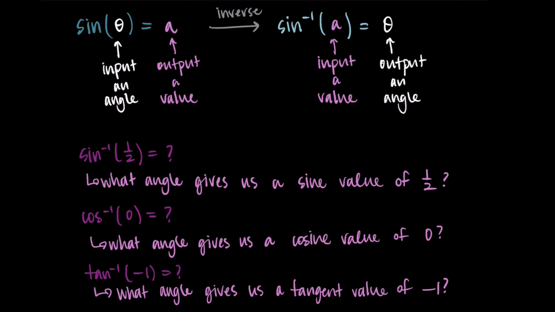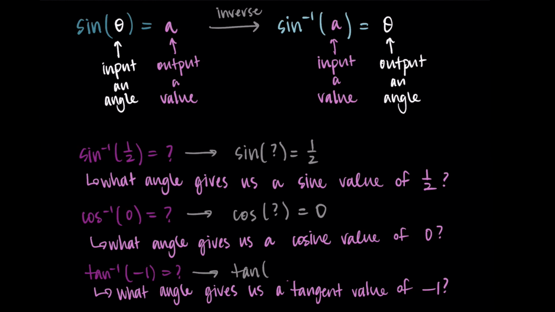When I write these statements, I could also think of switching the input and the output and writing them as the regular trig function. I could say that sine of something is equal to 1/2, cosine of something is equal to 0, or tangent of something is equal to -1. Anytime we have something written in the inverse function way, we can write it the opposite way using the regular function, or vice versa. It's nice to know that we can go between these two forms.